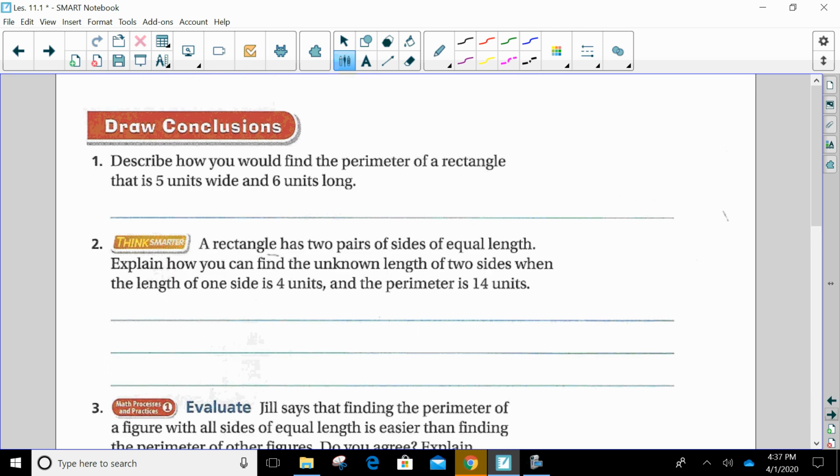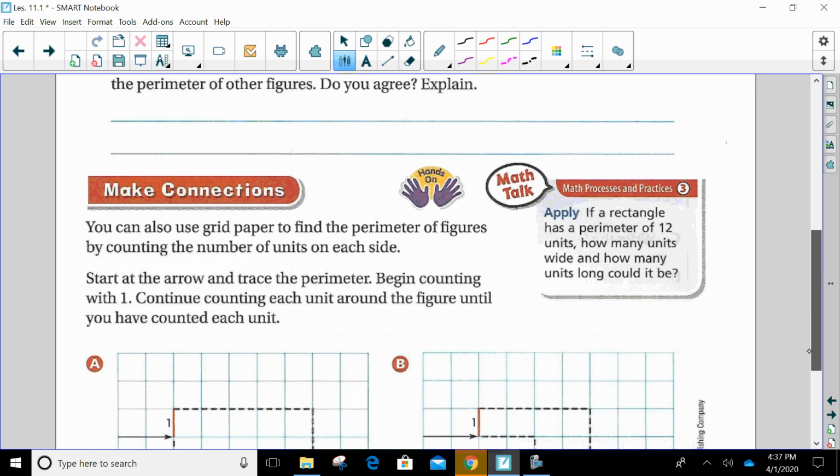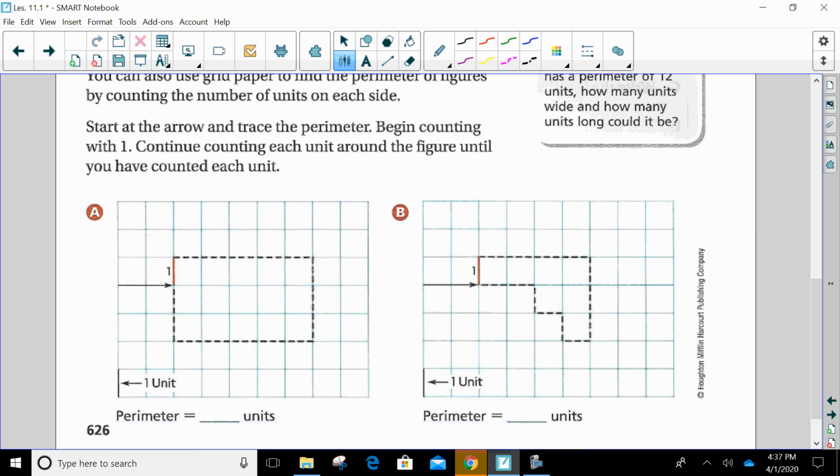All right, let's go to the next page. I want to skip the first 2 and I want to go down to making a connection. The first page was about dots. Now we're doing grid paper. Grid paper has the boxes already on there for you. How fabulous is that?